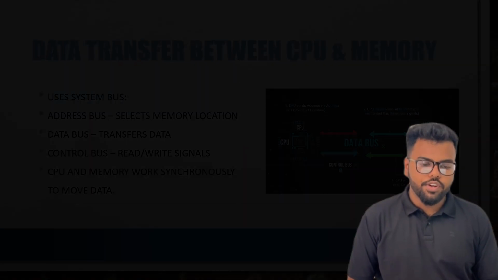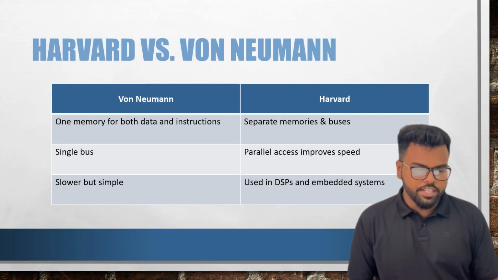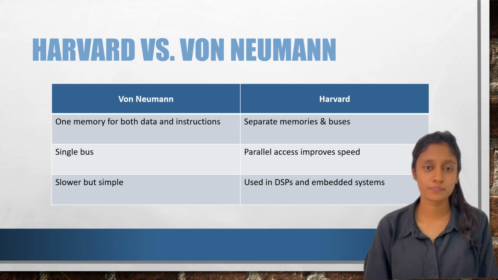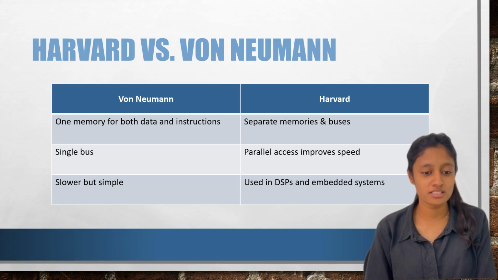The next part is von Neumann versus Harvard architecture. That part will be presented by Kitmini Jaiswal. Thank you, Niven. There are 2 major CPU architectures, Harvard and von Neumann. In von Neumann architecture, both data and instructions share the same memory and bus.